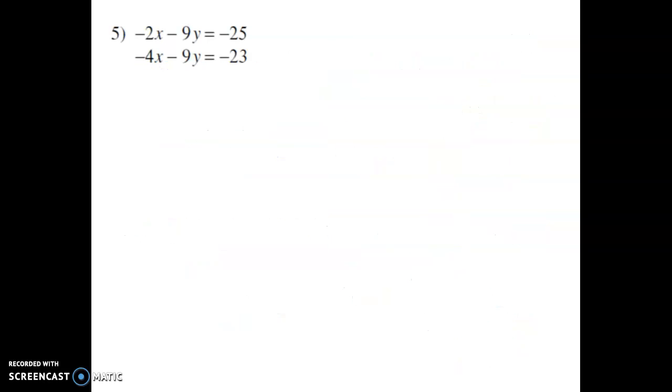So let's look at this one next. We have -2x minus 9y equals -25 over -4x minus 9y equals -23. So if I look at my y's here, they match already. But remember, it's best if we do this with the opposite sign. So I'm going to multiply one of these by a -1. It doesn't matter which one. I'm just going to multiply the bottom one all by a -1. So that means when I rewrite this, the top hasn't changed.